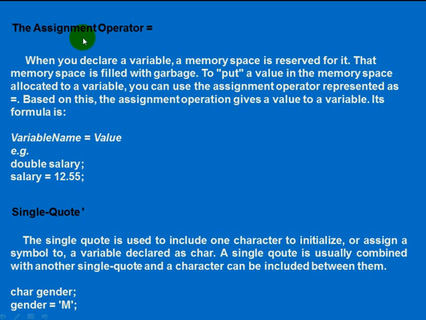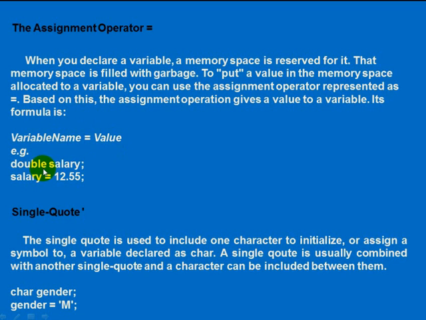Next we have the assignment operator. As the name implies, it is used to assign some values to a variable. When you declare a variable, we know that a memory space is reserved for it. The memory space is filled with garbage, that is undefined values. To put a value in the memory space allocated to a variable, we can use the assignment operator represented as equal to. Based on this, the assignment operation gives a value to a variable. Its syntax is variable name equals value.